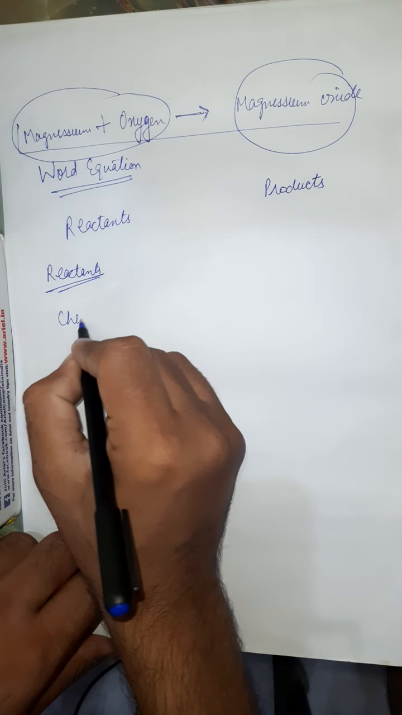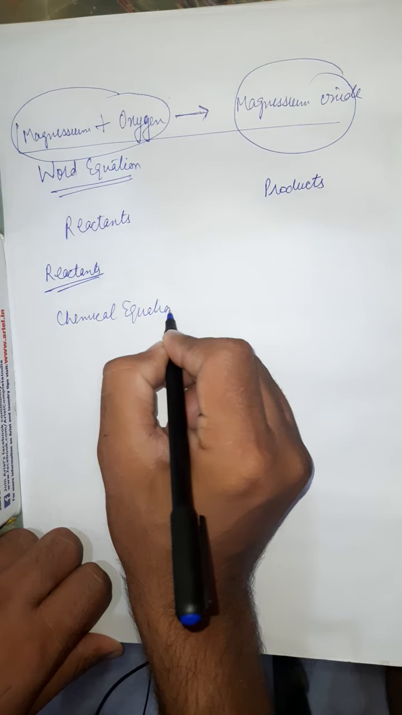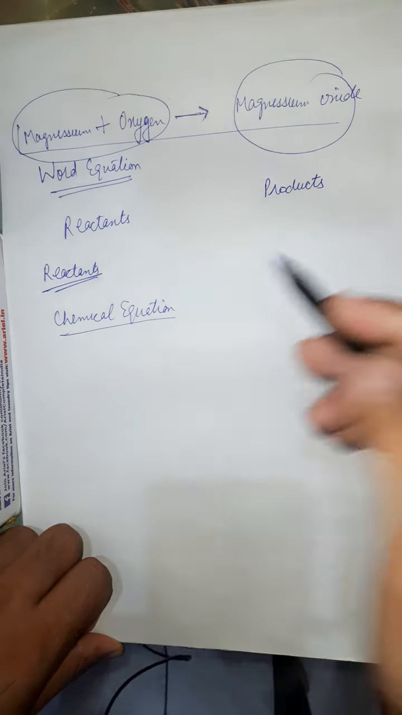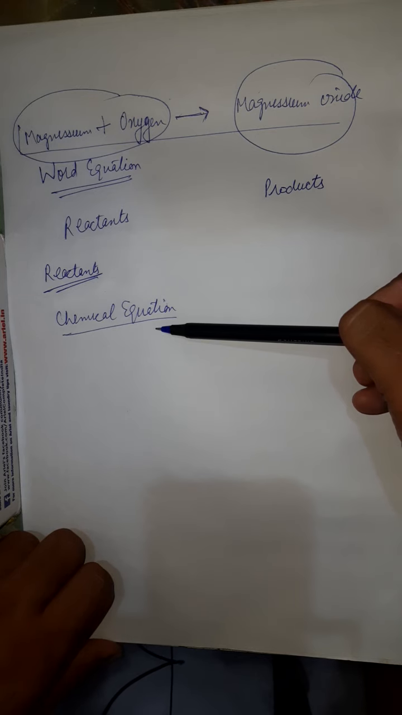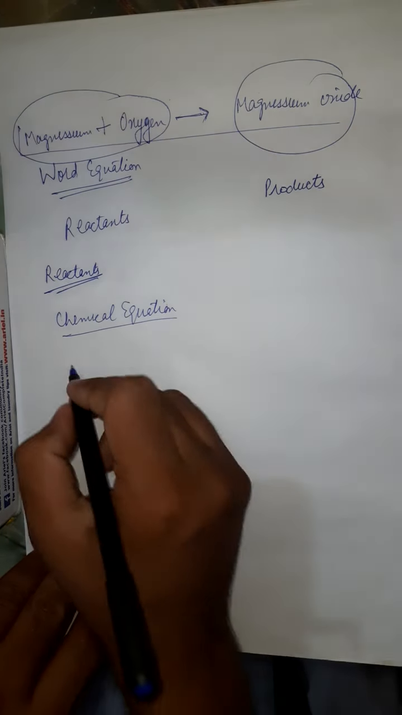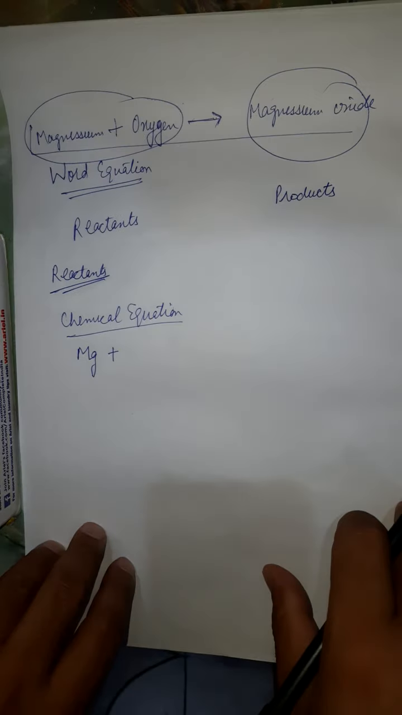Students, we will write the chemical equation. It is clear from the name. Now we will change this word equation into a chemical equation, meaning we will write it using chemical symbols. We have done this already in 9th class. What is the symbol of magnesium? It is Mg. What is the symbol of oxygen?